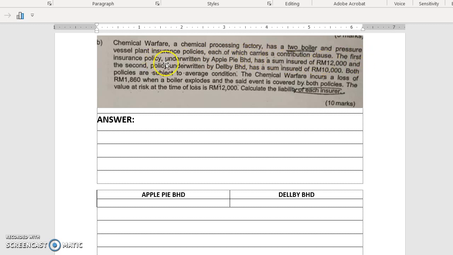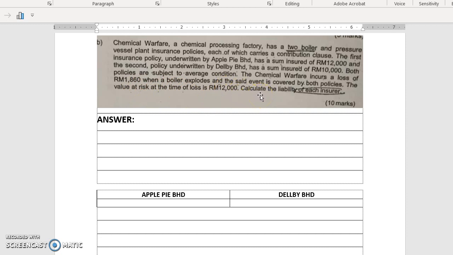The first insurance policy, underwritten by Apple Pie Berhad, which is the first insurance company, has a sum insured of 12,000. The second policy, underwritten by Delby Berhad, has a sum insured of 10,000. Both policies are subject to average condition. The chemical factory incurs a loss of 1860 when a boiler explodes and the event is covered by both policies. The value at risk at the time of loss is 12,000.